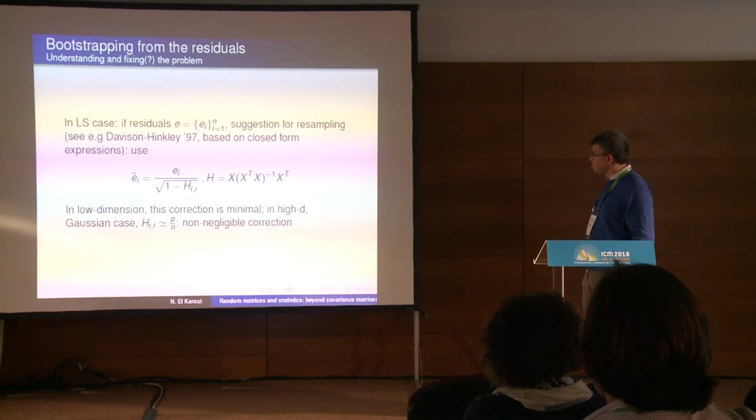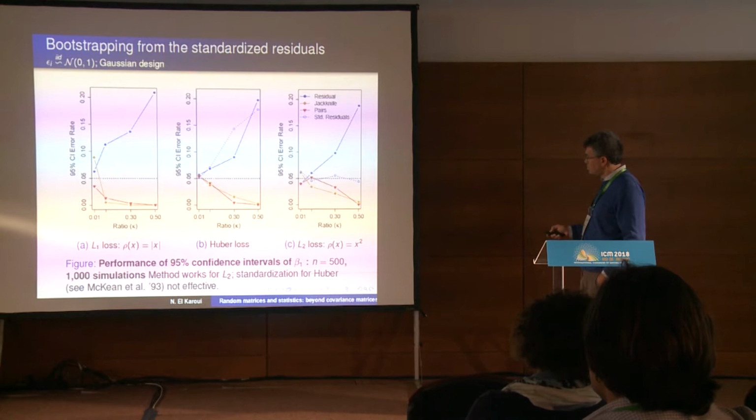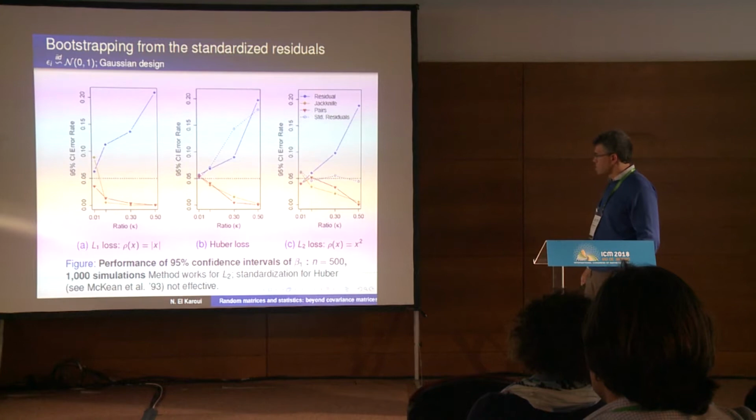And what we see here is that when we rescale for least squares, actually the thing behaves itself. It's maybe a little bit surprising at first, but for Huber, where there are different types of rescaling, it keeps failing.